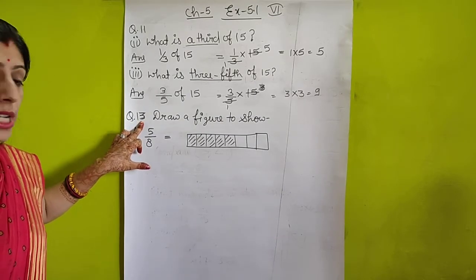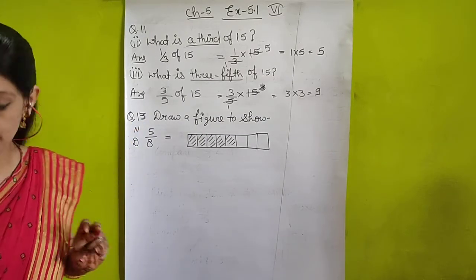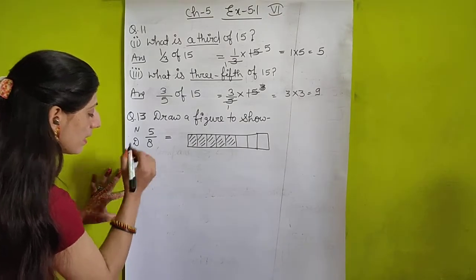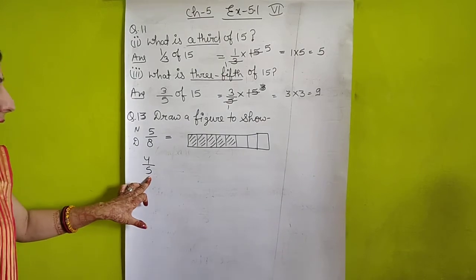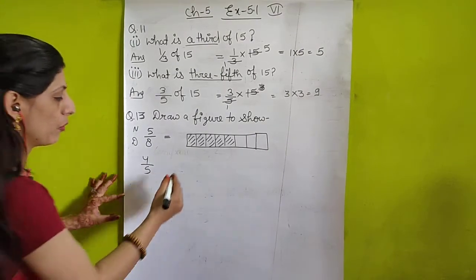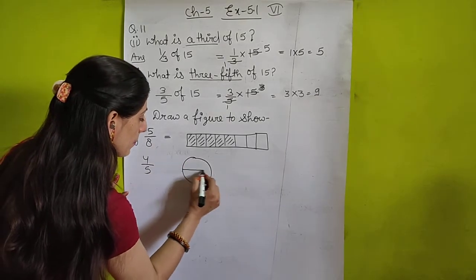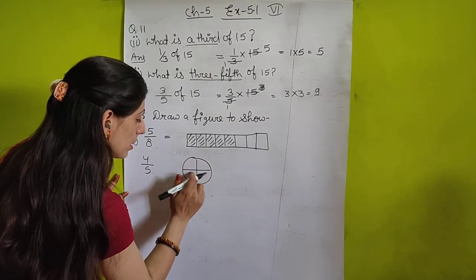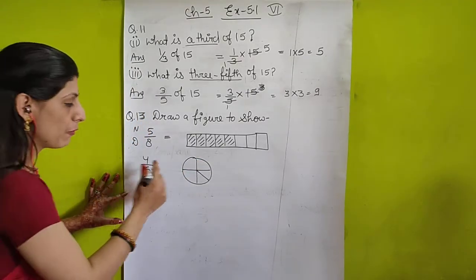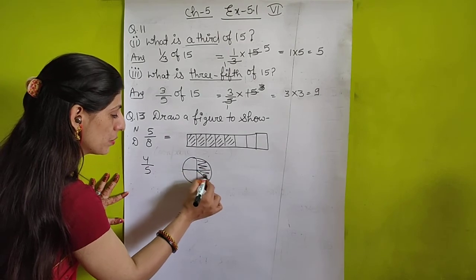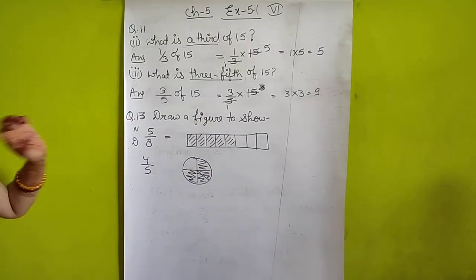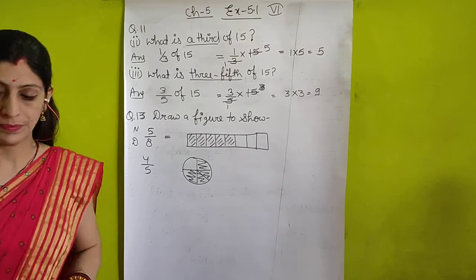In question number 13, two more fractions are given. Like, students, 4/5, one more is given. Here, what will you do? The total number of parts is 5, so you will draw 5 parts and then shade 4. Like this, students: 1, 2, 3, 4, and this one makes 5 parts. The total number of parts is 5. Then 4 you can shade: 1, 2, 3, and then 4. So like this you will complete your question number 13.